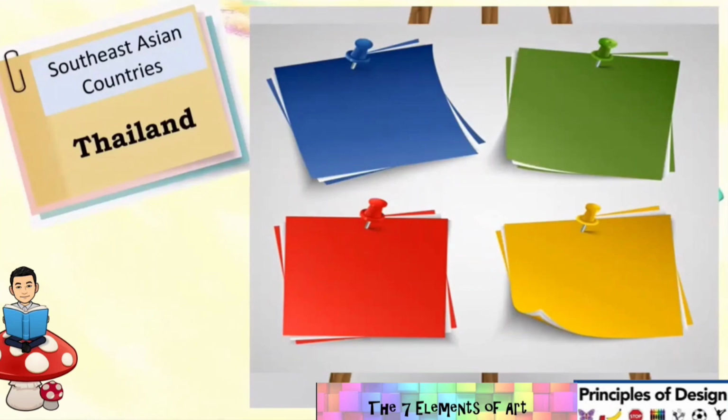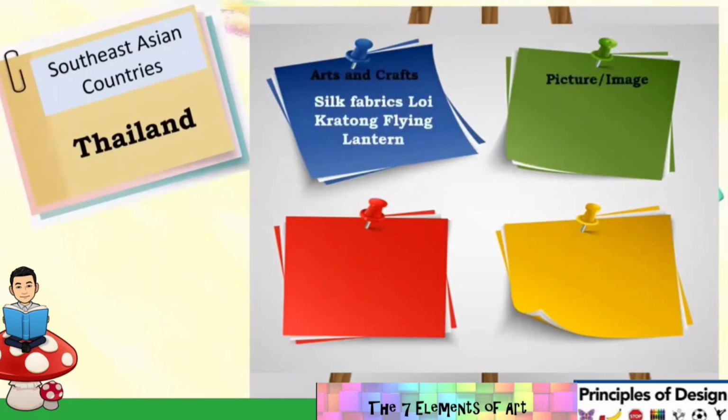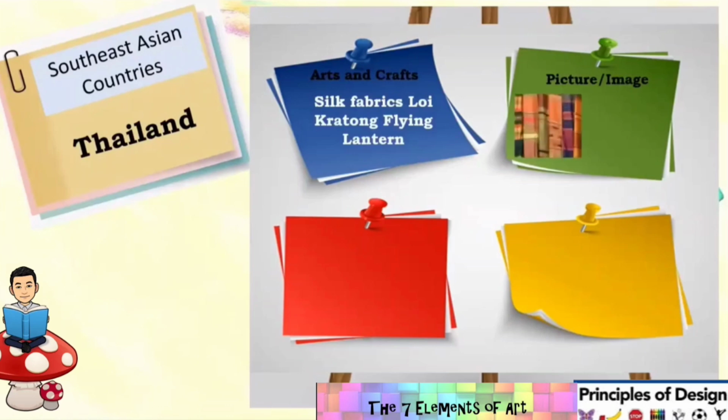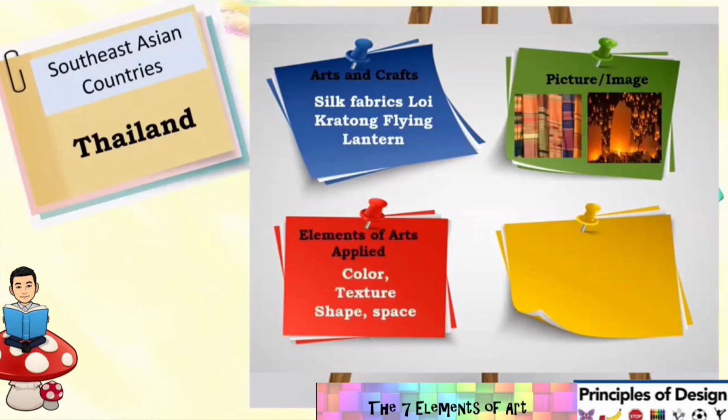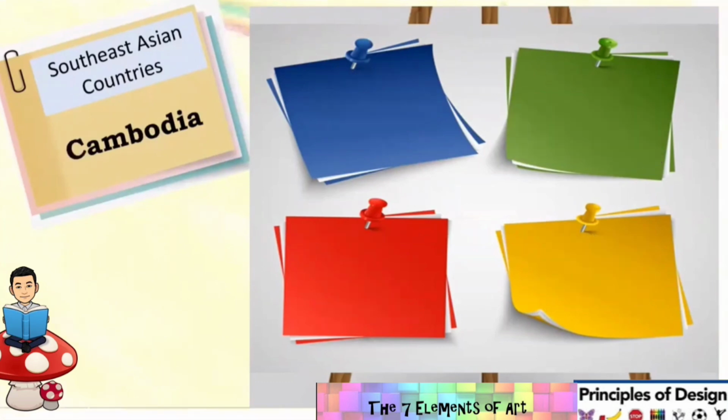Next, Laos, kain. Arts and crafts: silk, fabric, fine leather. Elements of arts applied: color, texture, shape, space. Principles of design applied: contrast, unity, movement.